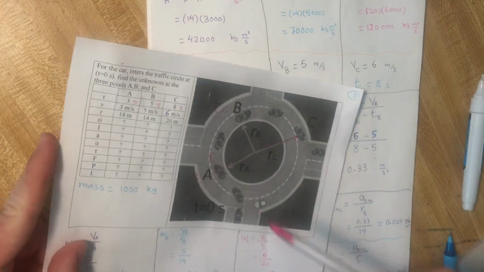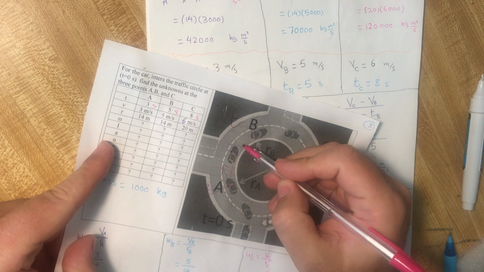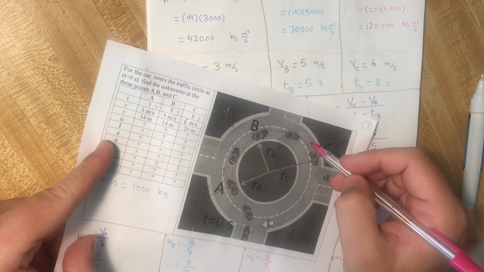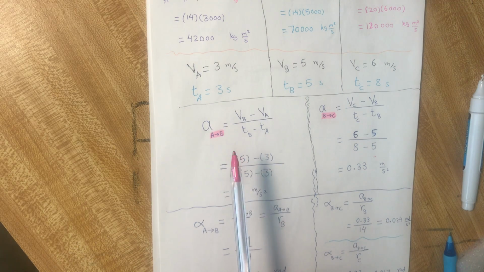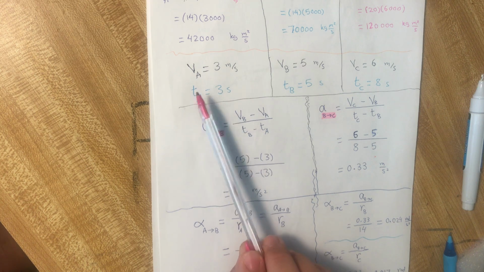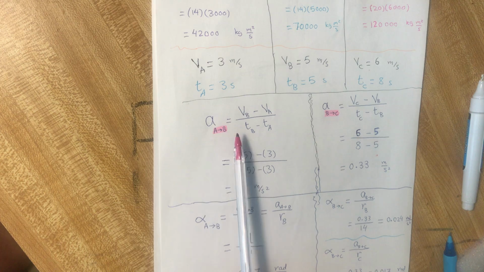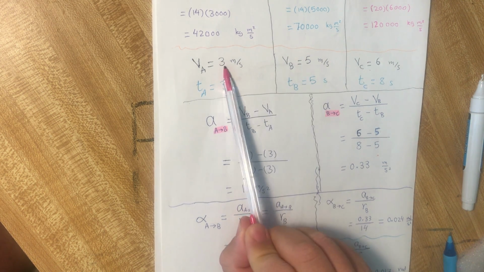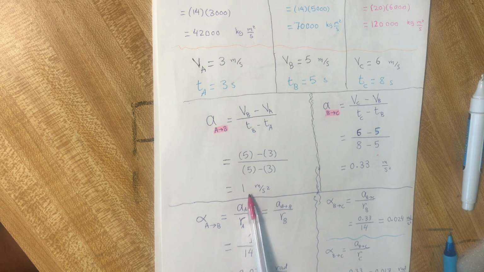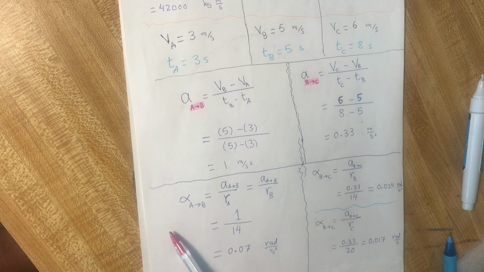Now we need to find the acceleration. The acceleration is between the points. So we have acceleration in this period and acceleration in this period, not at each point, but between them. We have the velocity at A, B, C, and the time at A, B, C. The acceleration is the change in velocity over the change in time. So the acceleration between A and B is equal to 1 meter per second squared. The acceleration between B and C is 0.33 meters per second squared.